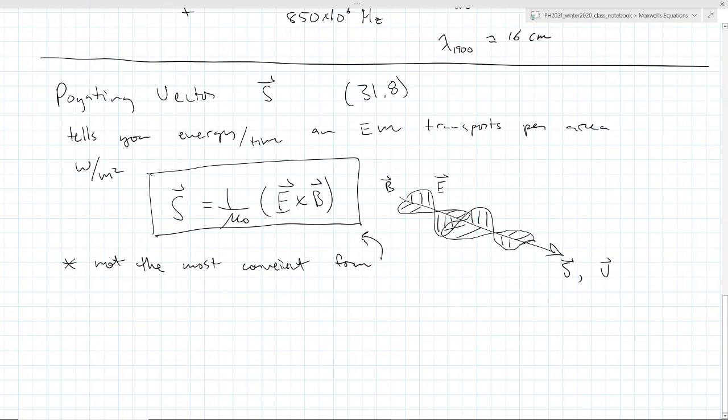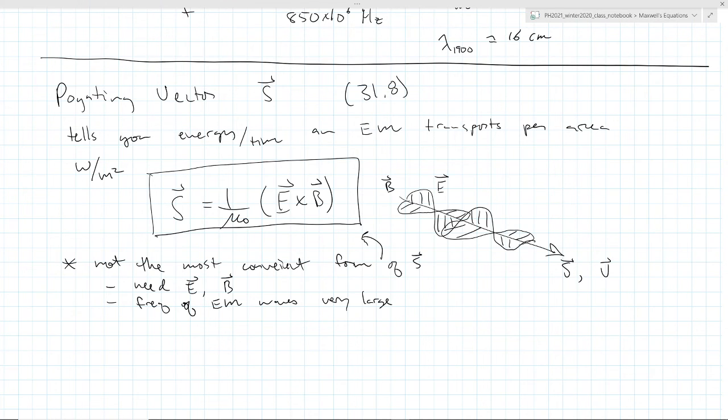This is not the most convenient form of this, for a couple reasons. You need E and B. And also, a practical reason is that the frequency of these waves is very large. So this is an instantaneous thing. This is telling you the power at any instant.